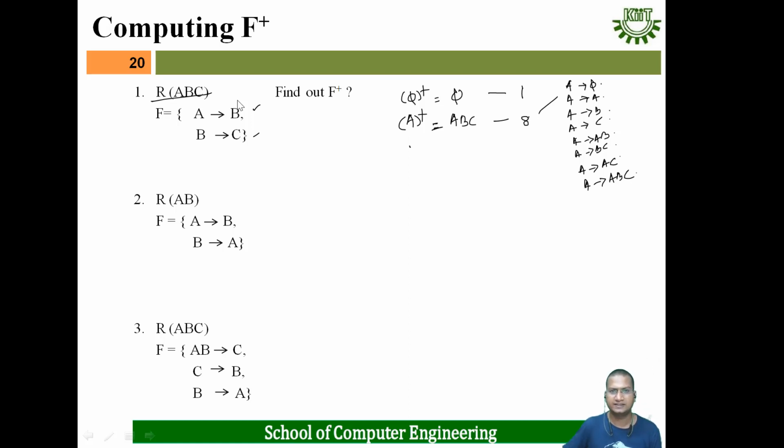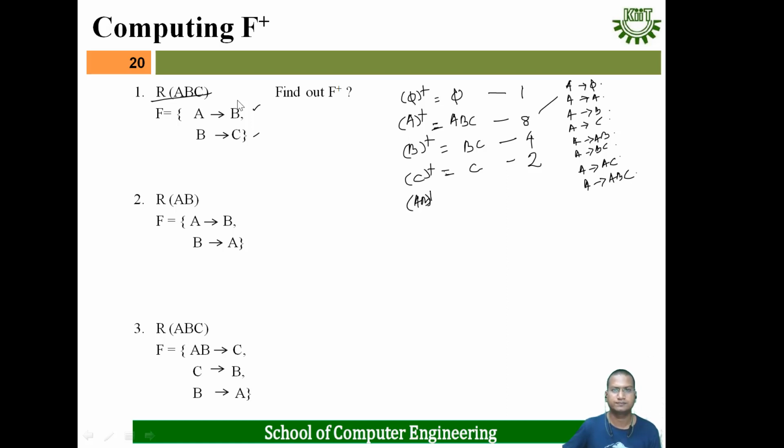Then we will take single attribute B. Here B closure will be your BC. Two attributes here means 2 to the power 2, equal to 4 functional dependencies, can be possible. Then your C closure will be your C, a single attribute, that means 2 to the power 1, equal to 2. One functional dependency is C functionally determining phi, another one is C functionally determining C. Okay, now we'll take two attributes.